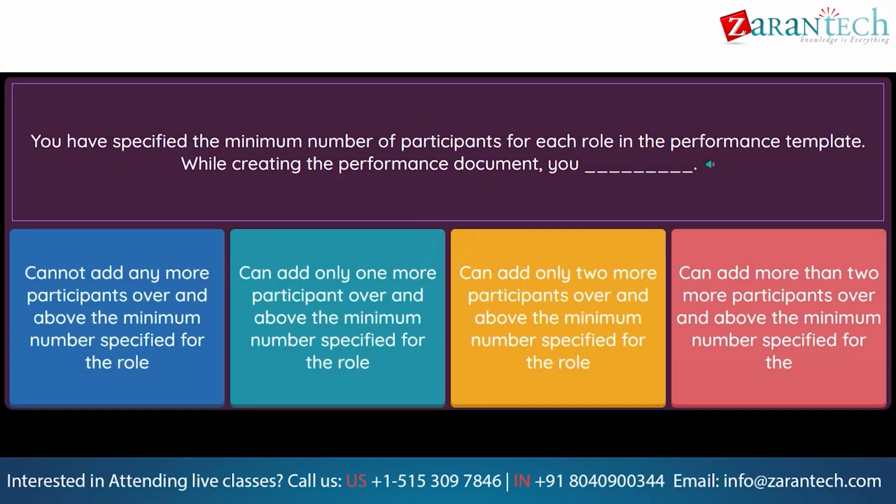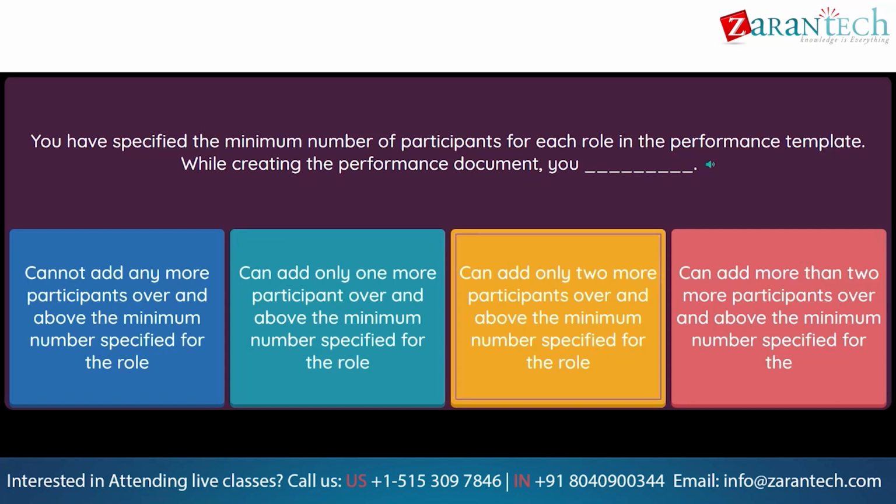Question: You have specified the minimum number of participants for each role in the performance template. While creating the performance document, you underscore. Option 1: cannot add any more participants over and above the minimum number specified for the role. Option 2: can add only one more participant over and above the minimum number specified for the role. Option 3: can add only 2 more participants over and above the minimum number specified for the role. Option 4: can add more than 2 more participants over and above the minimum number specified for the role.